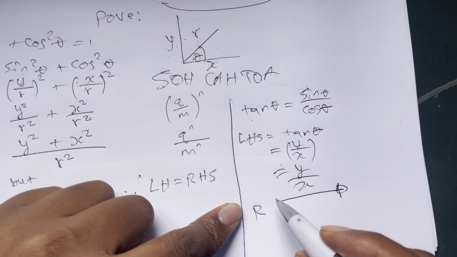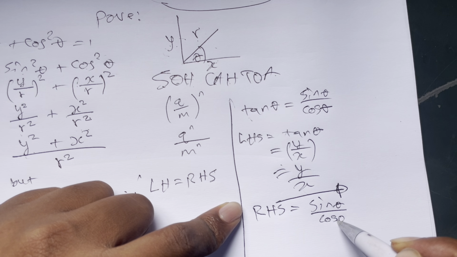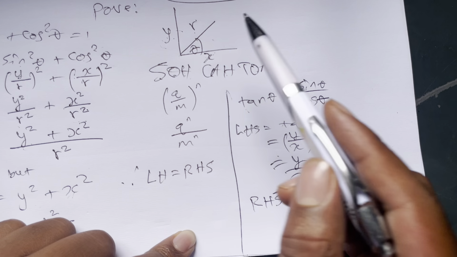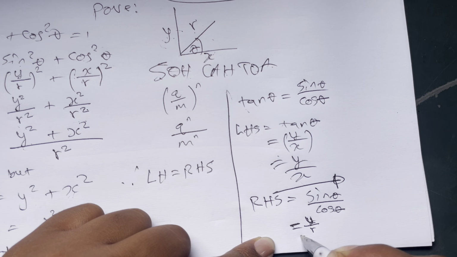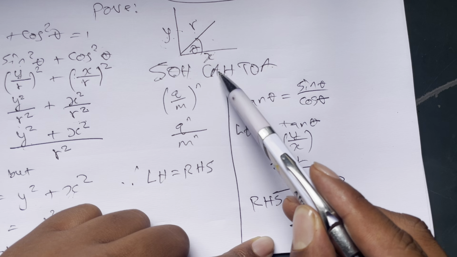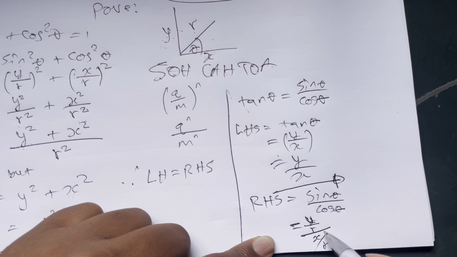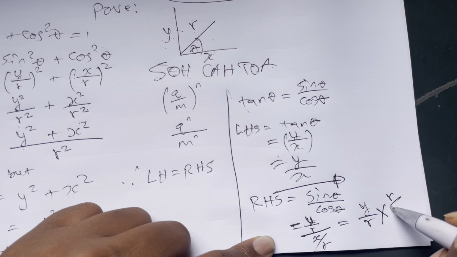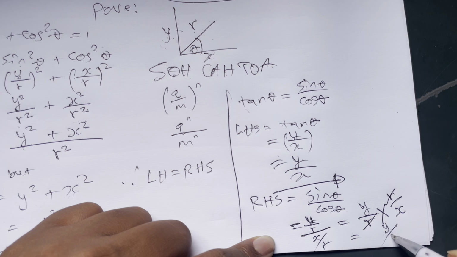Now go to your right hand side, equals sine theta over cos theta. Sine theta is opposite over hypotenuse, y over r, all over cos theta, which is adjacent over hypotenuse, x over r. So when given this, you can write it as y over r multiplied by r over x. So r and r reduce to 1, then you have y over x.